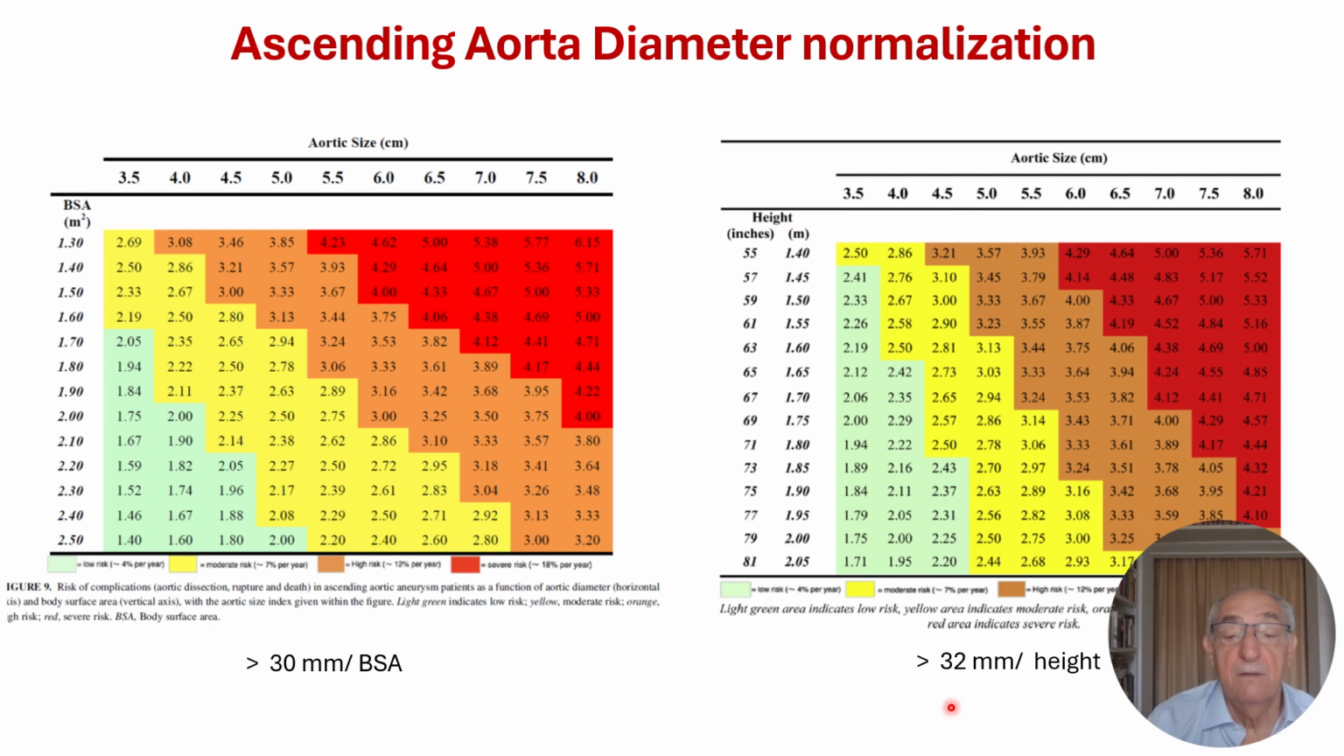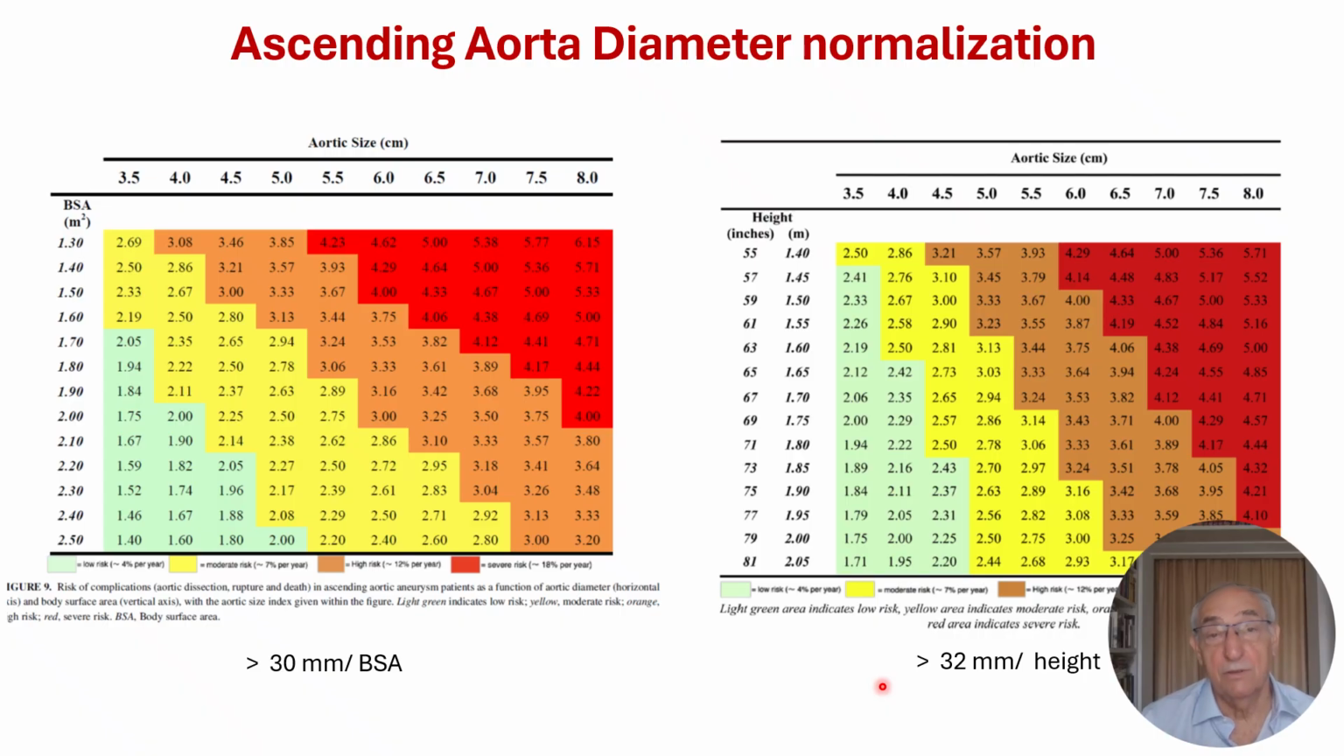And a cutoff point of 32 millimeters of diameter divided by height greater than or equal to 32. We see it's an interesting cutoff point for increased risk. Therefore, I'm not saying you must indicate surgery at 32, but I think it's important to consider this value, and that in the absolute value you have to compare it with the indexing of the diameter by height.